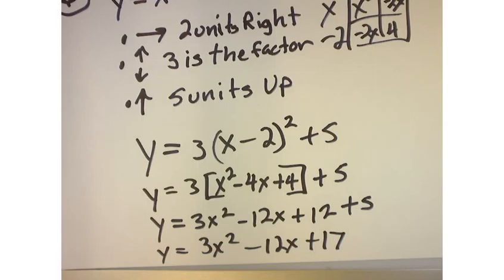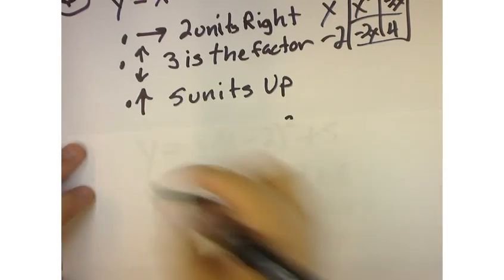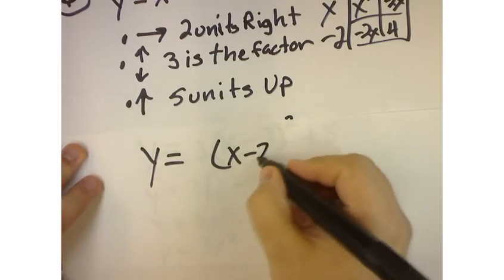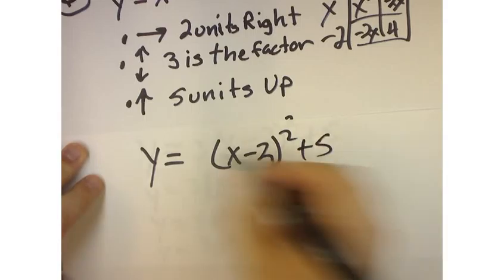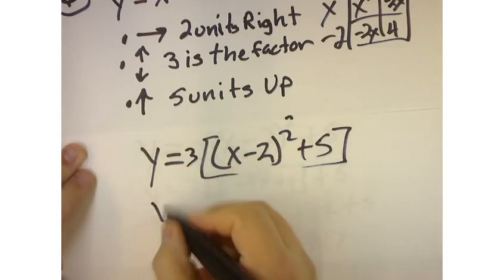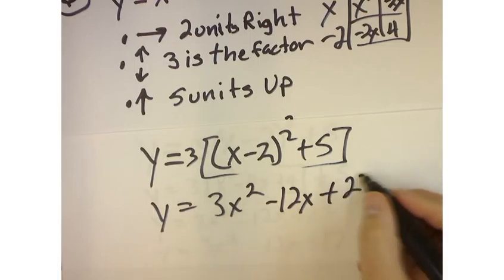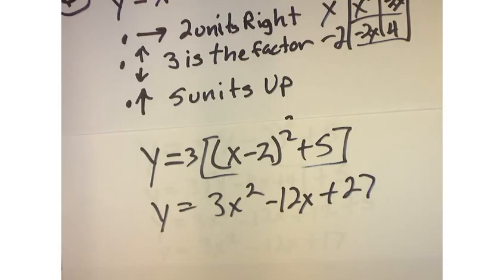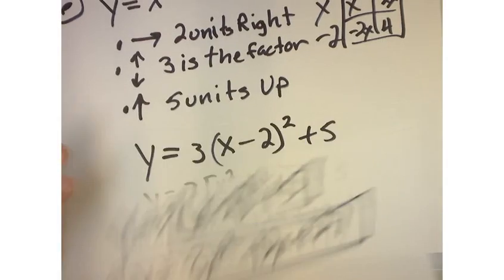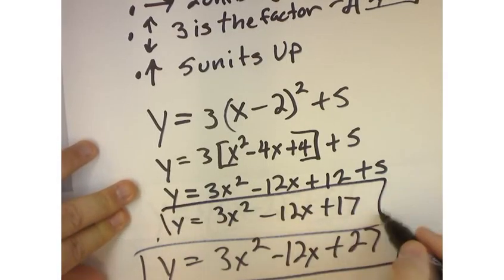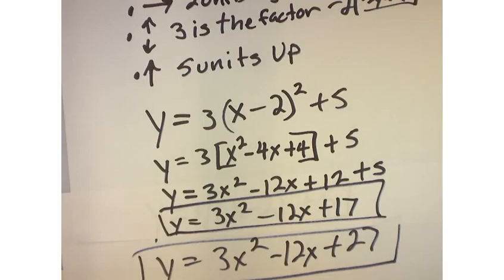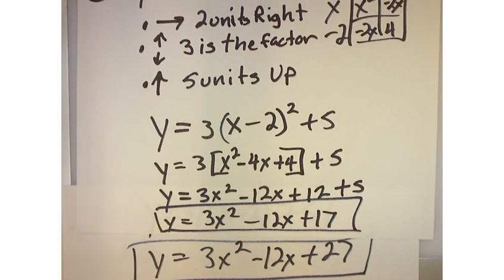If I do it another way, let me show you what I'm talking about. If I say y equals (x minus 2) squared plus 5, and then I take this whole thing and multiply it by 3, I end up with 3x squared minus 12x plus 27. And so which one's the right one? Well, I've got two choices. I got that choice, or I got that choice. That's really what example number 6 wants us to determine, which one actually does the transformations that the textbook asks us. So how can I determine that?